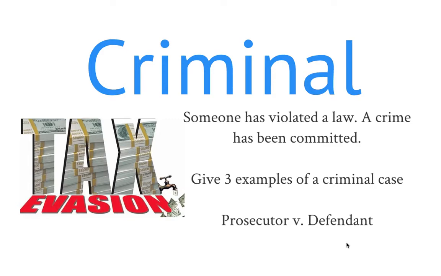First type is a criminal case, and a criminal is anyone who has violated the law. And in a criminal case, obviously someone's broken the law and a crime has been committed. It says give 3 examples of criminal cases. Criminal cases, a lot of times people think about things like murder, kidnapping, rape, arson, and all those are criminal cases, but criminal cases are also things like speeding or tax evasion or anything that breaks the law. And honestly, most crimes are not violent related crimes.